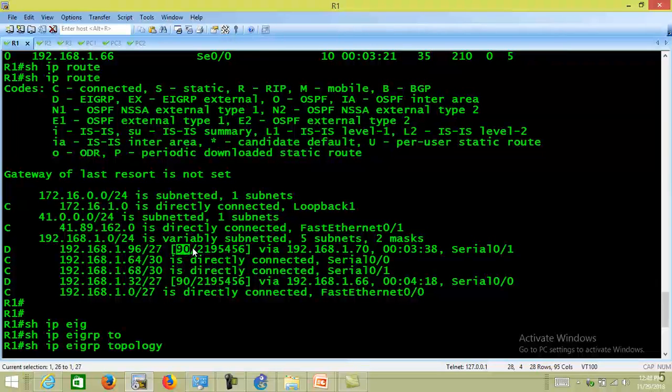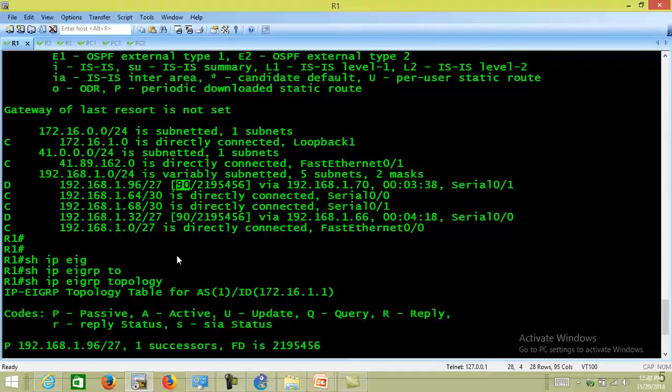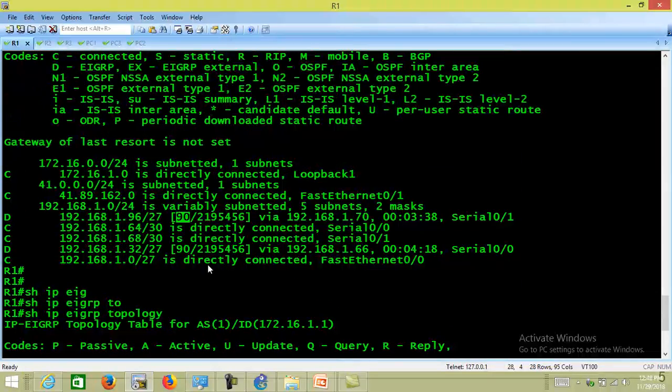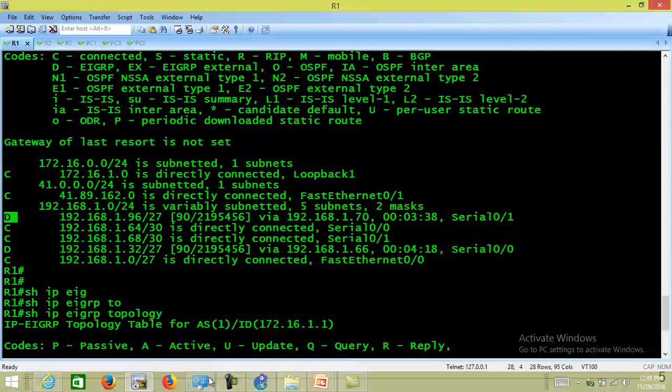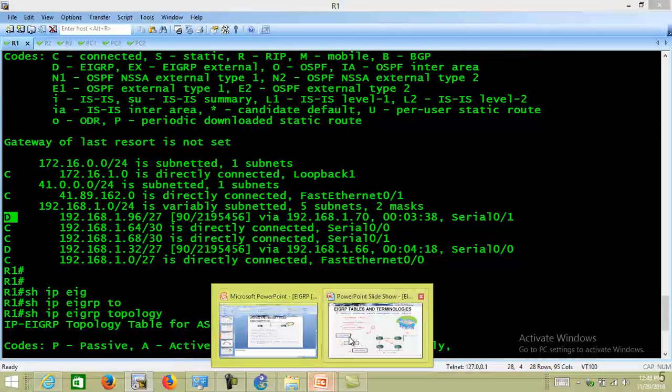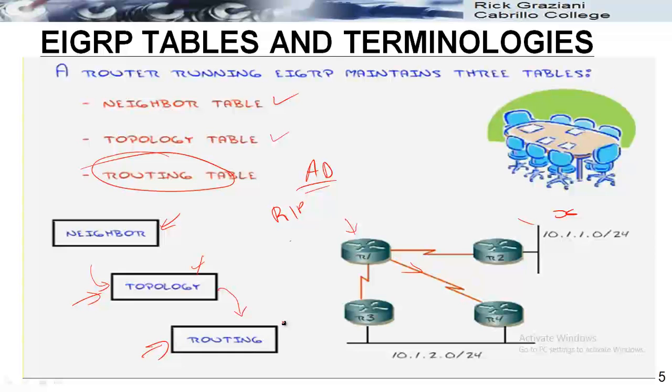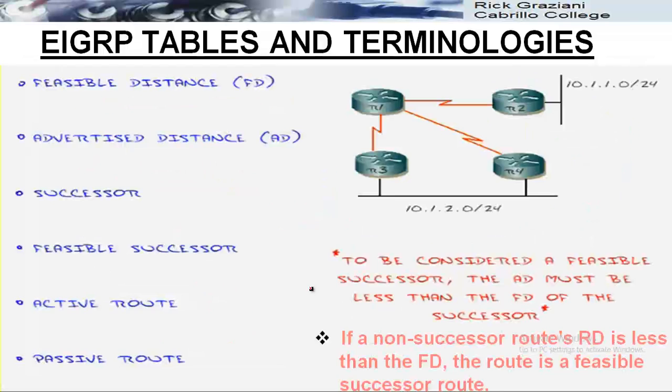The administrative distance of RIP, if you remember, was 120. So if I configure RIP on this one, we don't expect this to change. We'll still see D. The routing table, because it contains the best route, will still believe EIGRP more. I think I've delved on that way too much. So about the terminologies, I said about passive and active.